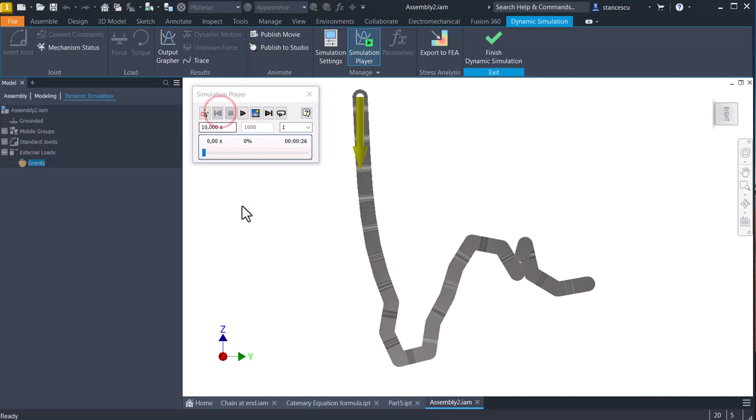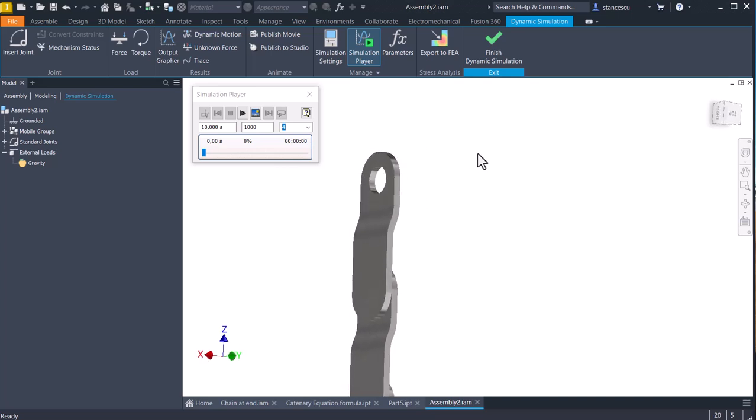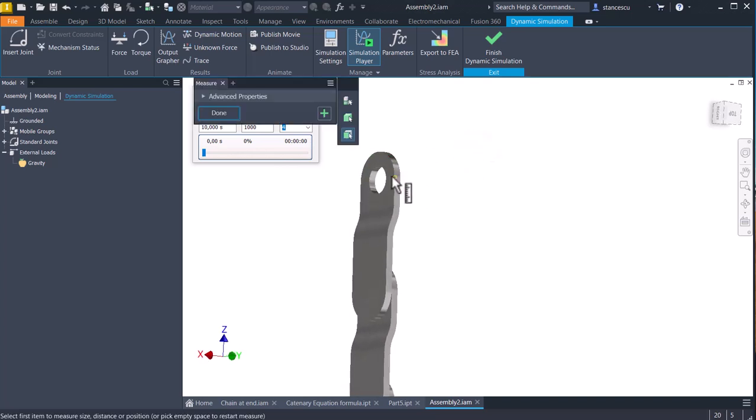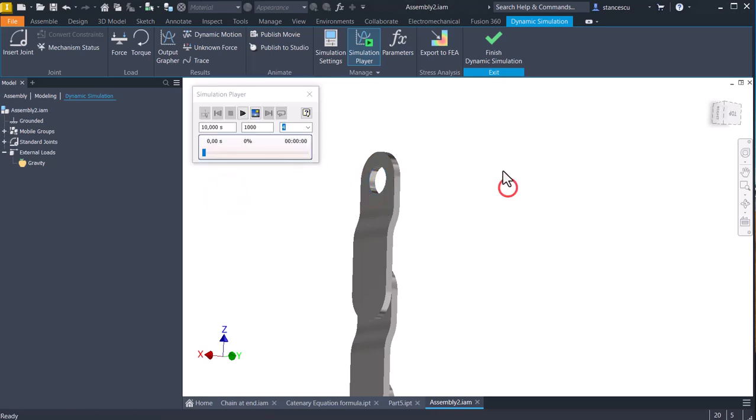I go back, not construction, and click here to eliminate the arrow. We can measure the diameter of the hole, from this to this circle, 4 millimeters. We need this dimension.